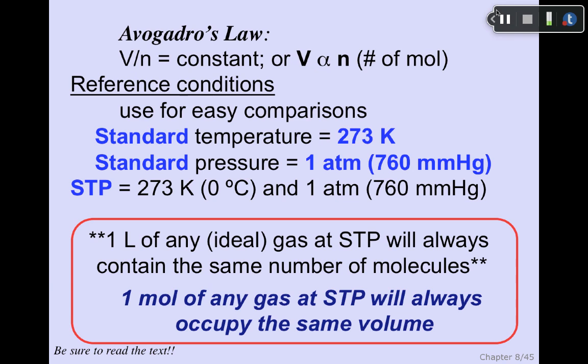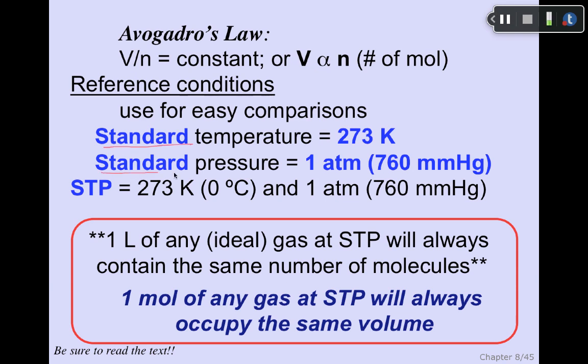Temperature and pressure being the same, the volume is going to be related to the number of moles. And so if we think of sets of conditions that are common for pressure and temperature, then we can make some comparisons between samples more easily. These will be described as what we call reference conditions or standard conditions.